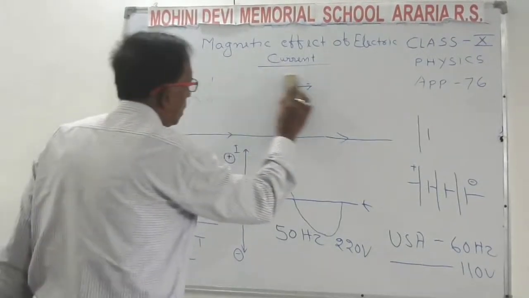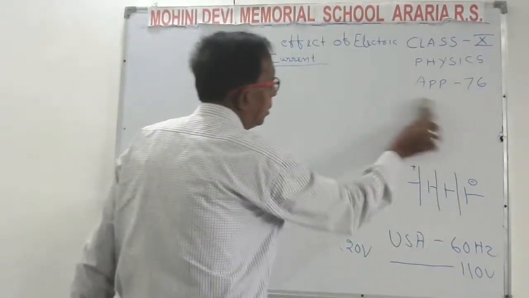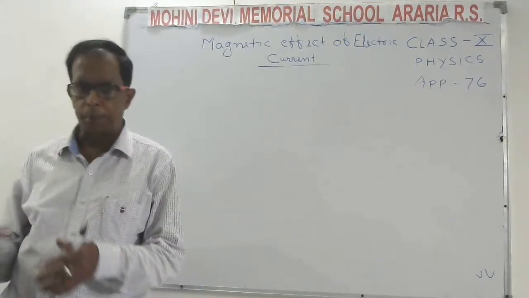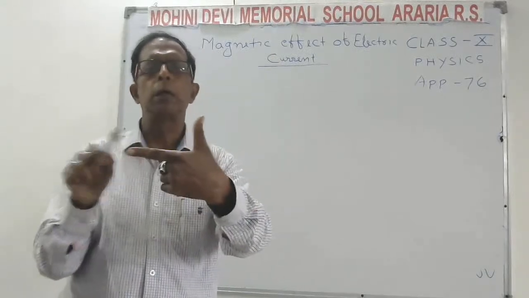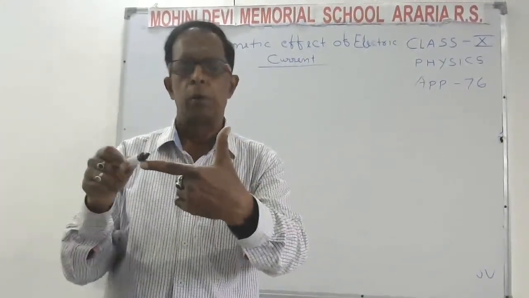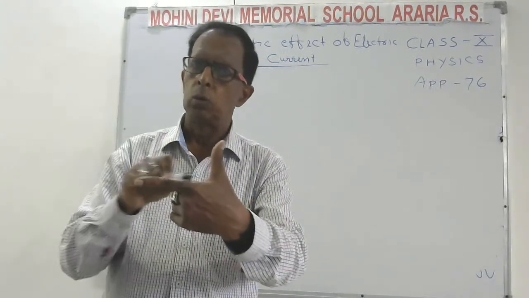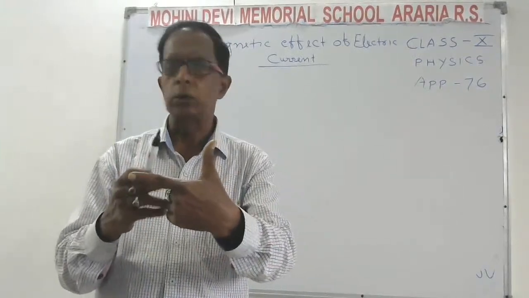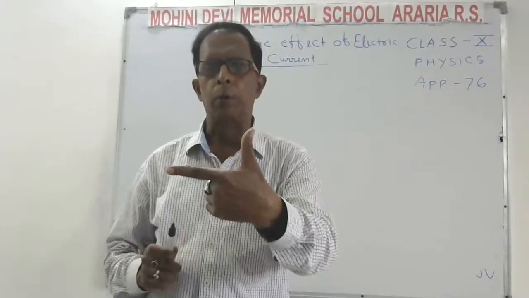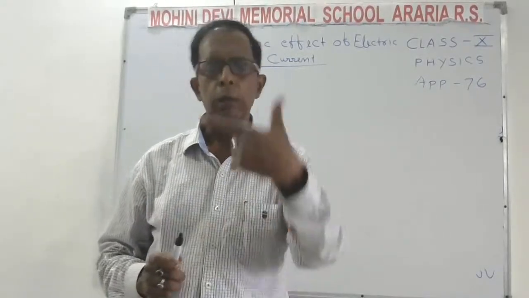Recall Fleming's left-hand rule. I have taught you that if you stretch three fingers of the left hand, thumb, forefinger, and middle finger, in such a way that they are perpendicular to each other, and if the forefinger indicates the magnetic field going from north pole toward south pole, and the middle finger shows the direction of the current, then the thumb indicates the force. It means this is applied for the device in which we have to find the direction of the force in which the device rotates.